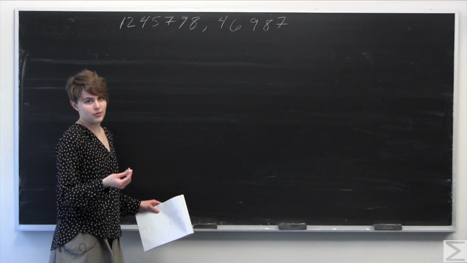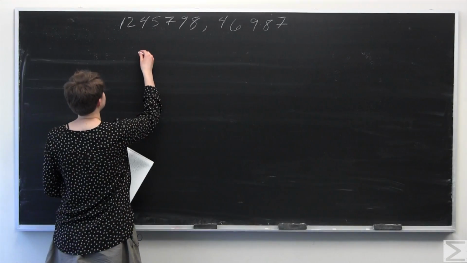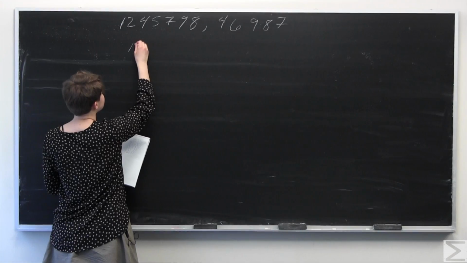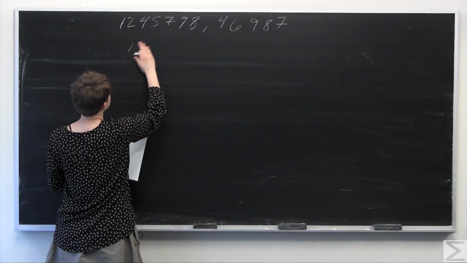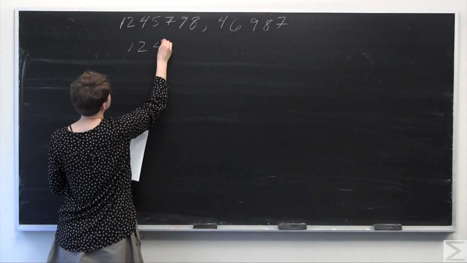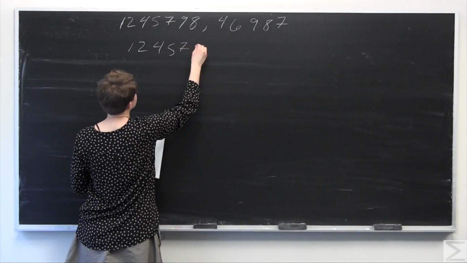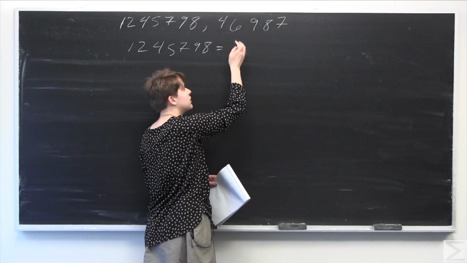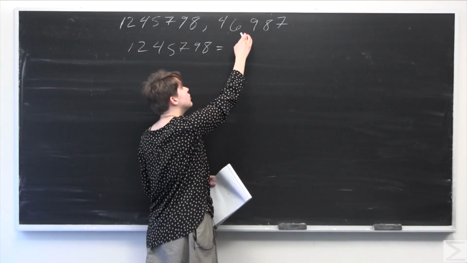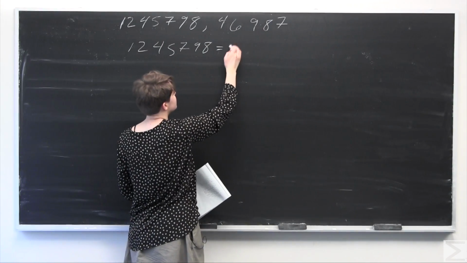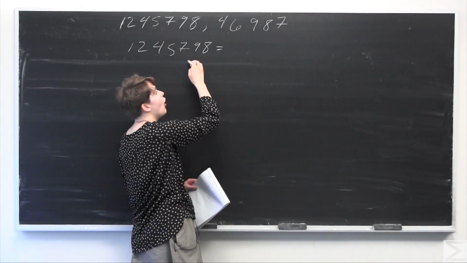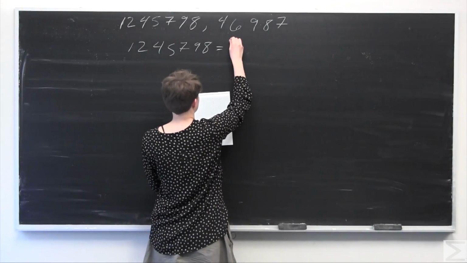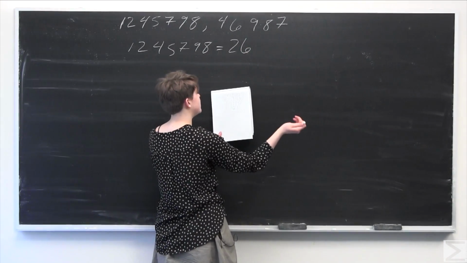The way that we're going to go about doing the Euclidean algorithm is we're going to put this number over here, the bigger number. We have 1,245,798. And we're going to see what integer we can multiply by this number such that we don't go over this, and we're going to add on some remainder. I'm assuming the viewer is familiar with the Euclidean algorithm.